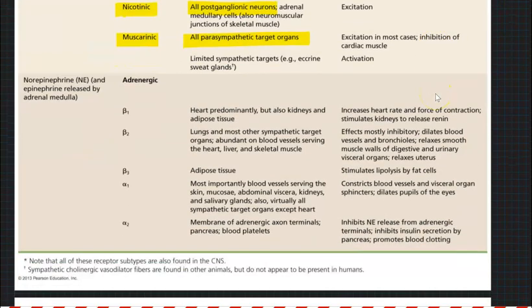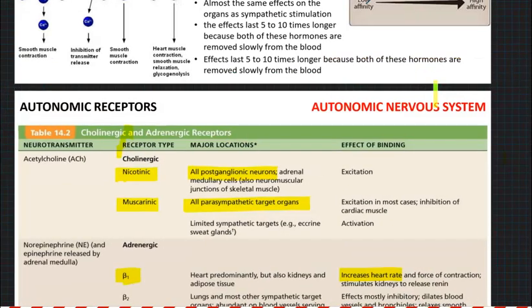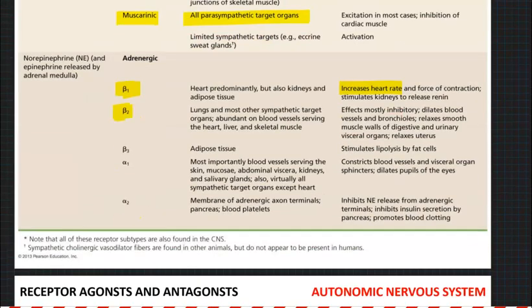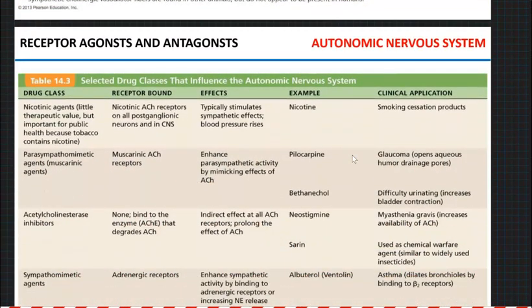Adrenergic. I'm not going to read the table for you. What I want to highlight, look at this. Beta 1 increases heart rate. Okay? Beta 2, relaxation. Dilates blood vessels, relaxes uterus, relaxes digestive and urinary organs. Okay? So, just know effects can be excitatory, can be inhibitory, depending on the ratio of receptors. You will see different effects. So far, questions?